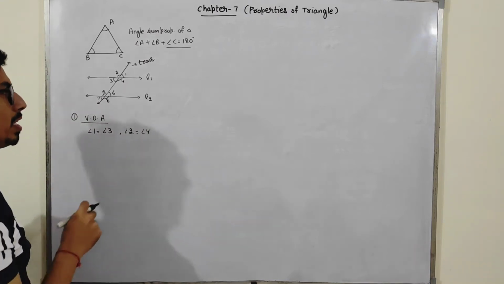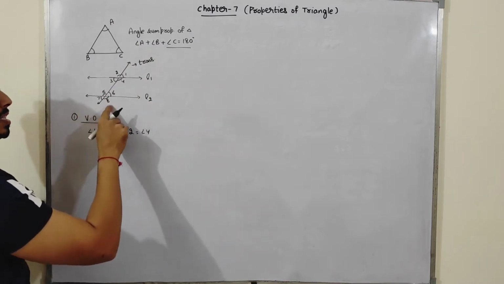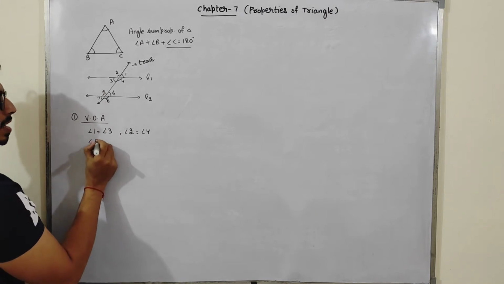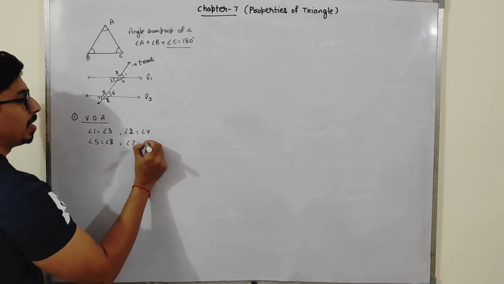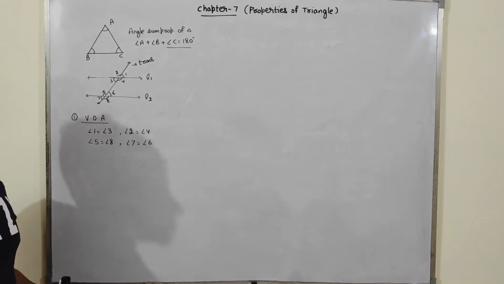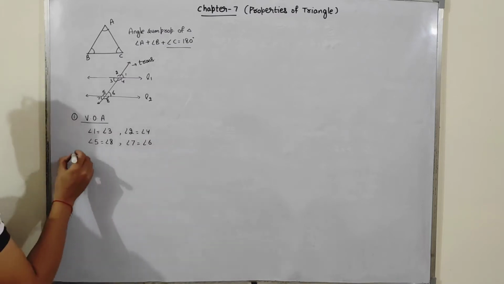Similarly, students, I can take this line. This is L2. This is the transversal. Now these two pairs are opposite to each other. So I can say angle 5 is equal to angle 8 and angle 7 is equal to angle 6. So all these pairs are equal because of the vertically opposite angle property.